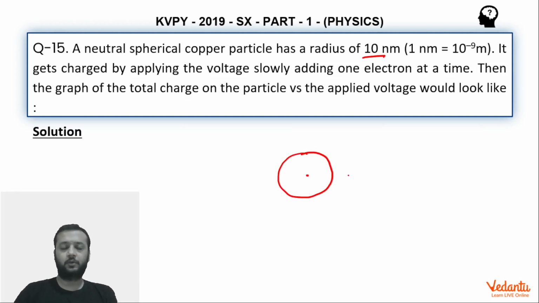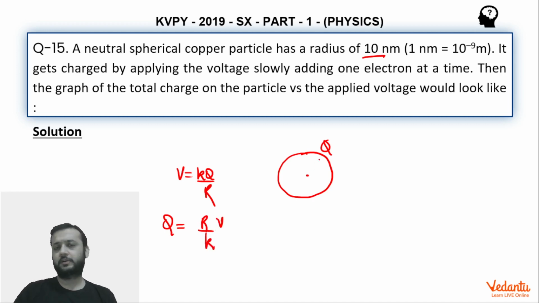So let's see how we are adding the electrons. Remember, an electron has a discrete, finite value of charge. So we are adding charge discretely. At any time, if the value of the charge is q, then we can say that potential V = kq/r, or we can say that q = (r/k) × V. Now q of course will be a multiple of the electronic charge.